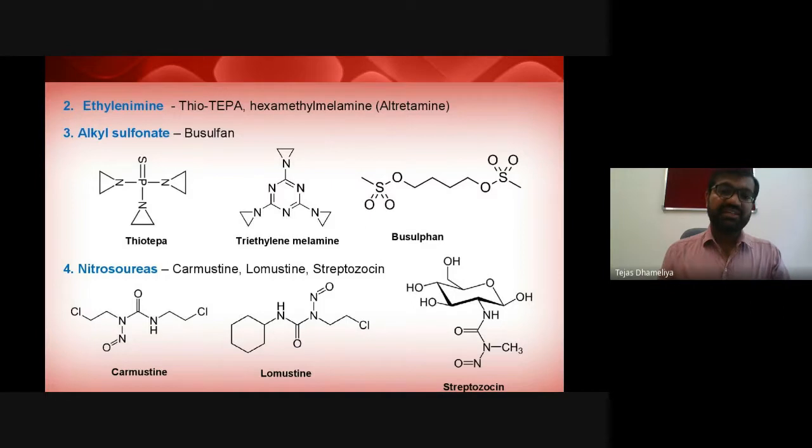Nitrosoureas. So basically, these are all nitrosoureas, which are derivatives of urea. You can see this is carmustine, lomustine, and streptozotocin. All of these nitrosoureas possess something called the urea functional group in their structure, as well as the nitroso functional group. This NO is called nitroso.